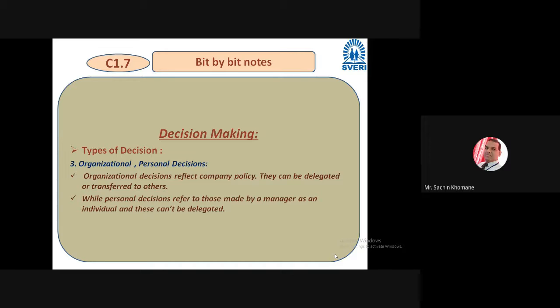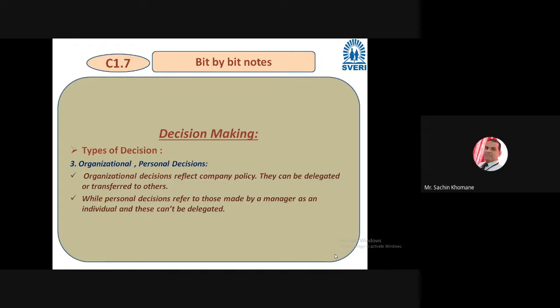And personal decision refers to those made by managers as individuals, and these can't be delegated. Suppose one manager decides that so and so person is not working properly, not coming regularly, always has a rejection rate, so he's not concentrating on work. He has decided to ask that person to resign or leave the organization through paper or whatever process the organization follows. So it's that manager's role, his personal decision. It is not the organization's decision. That manager has taken the decision, and it cannot be delegated.